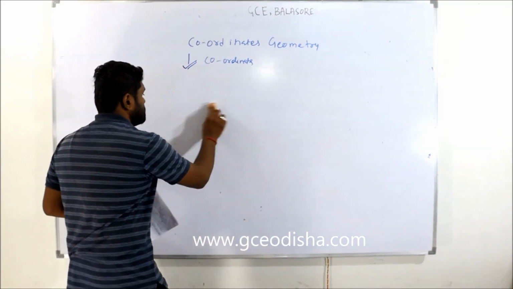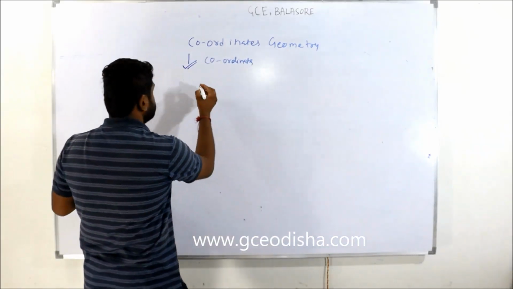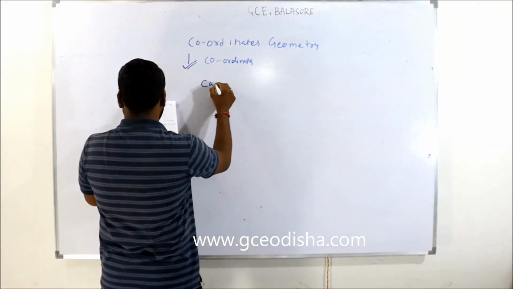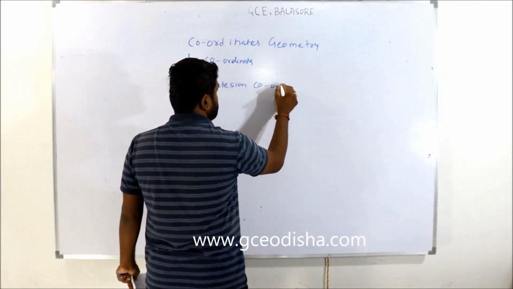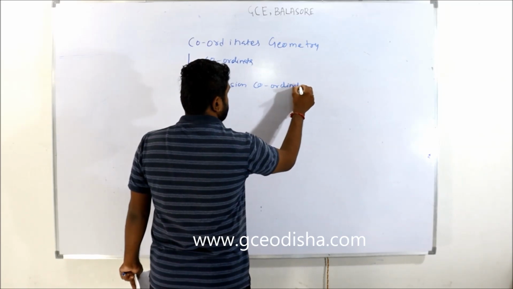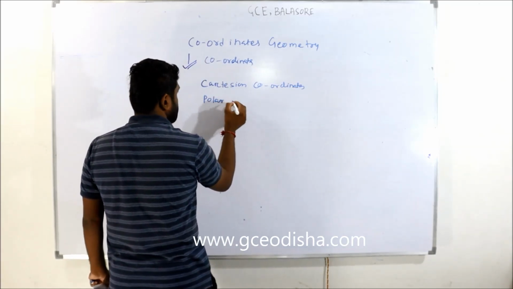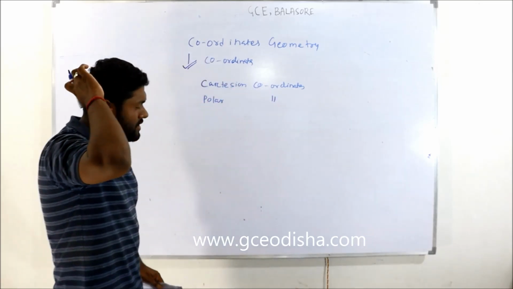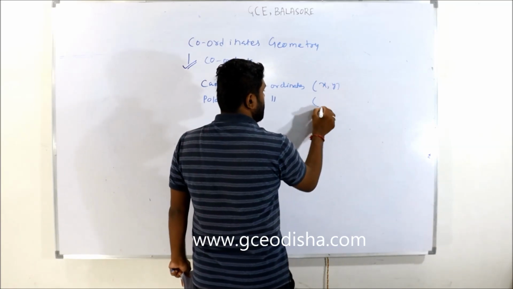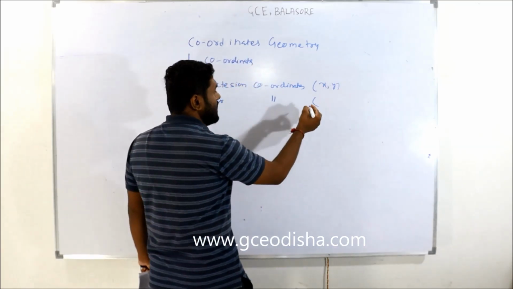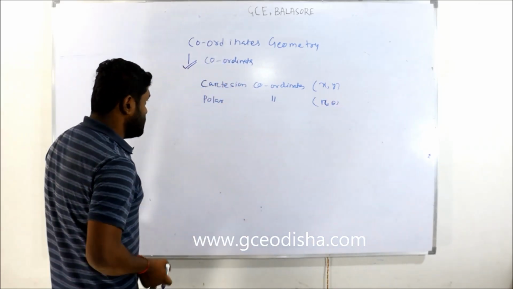by using coordinates. Coordinates are generally divided into 2 types. First is Cartesian coordinates, and second is polar coordinates. Cartesian coordinates are generally expressed in terms of x and y, and in polar coordinates we use r and theta instead of x and y. Let's start with Cartesian coordinates.